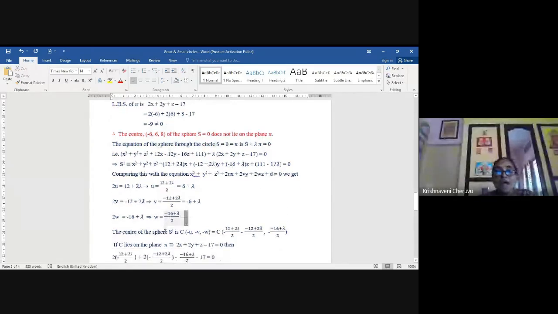So you are now ready to write the center of the sphere S dash, girls. The given sphere we denote by S equal to 0. Now you are finding out a sphere which is passing through the circle.